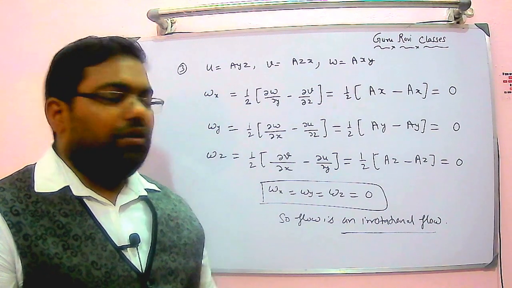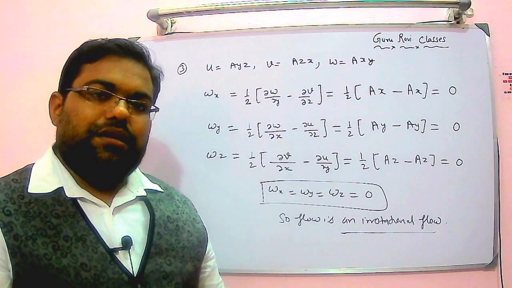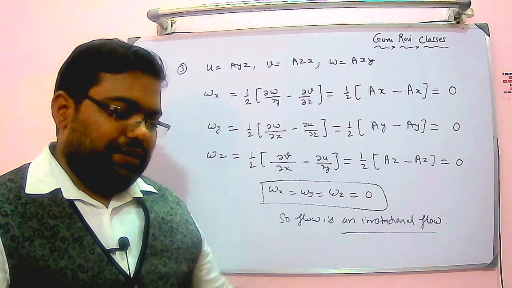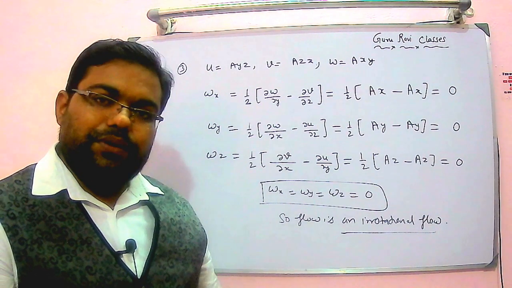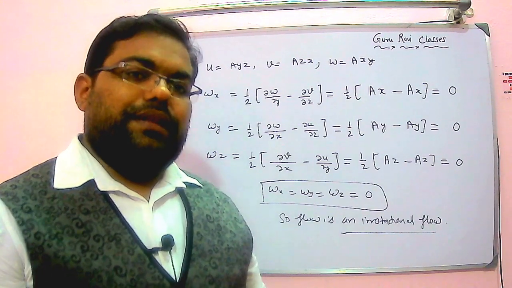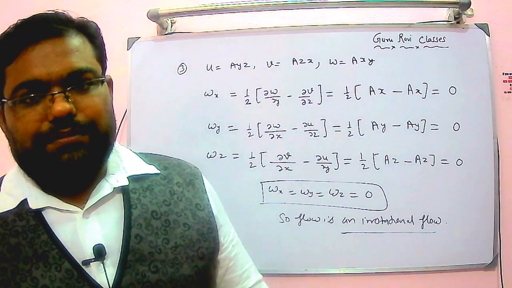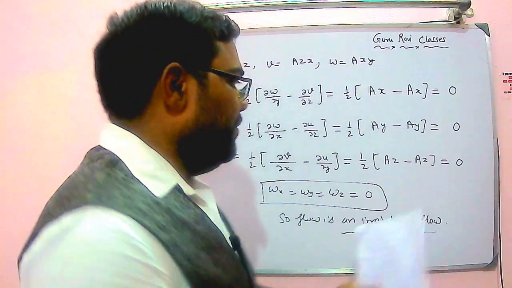That's one way. Or if you apply the curl of the velocity vector, if that becomes equal to 0, you can say this is an irrotational flow. If it's not equal to 0, then it is rotational flow. So this is the third problem, basic fundamental problems on fluid flow.